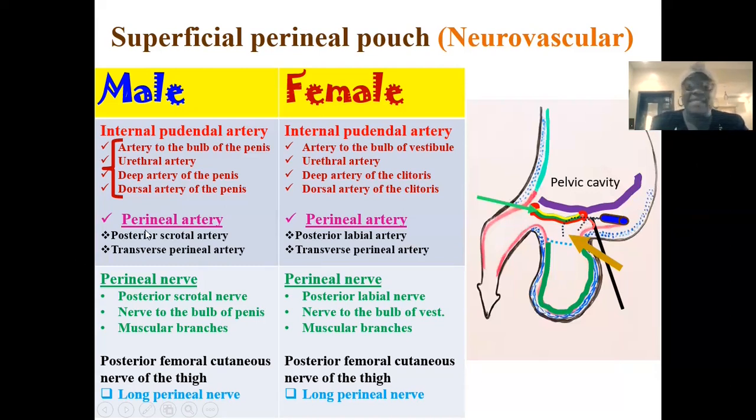So if we go back to this table, this is where we have these branches here at this point captured at this region. So we have branches from the perineal artery. We have the posterior scrotal artery, and we have the transverse perineal artery.